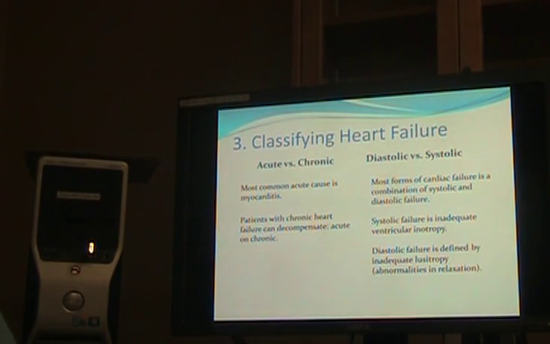When you're thinking about heart failure, there are two broad categories that you can think of: acute versus chronic. Oftentimes in the PICU, we see either acute presentations or acute on chronic. And then you can also think about diastolic or systolic failure. Systolic failure can be summed up in a general term as an inadequacy of the ventricle to squeeze. It's an inadequate ventricular inotropy, as it's documented on the slides.